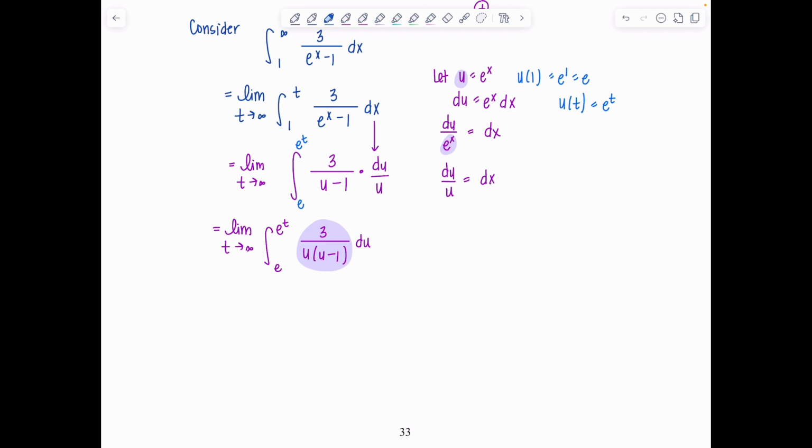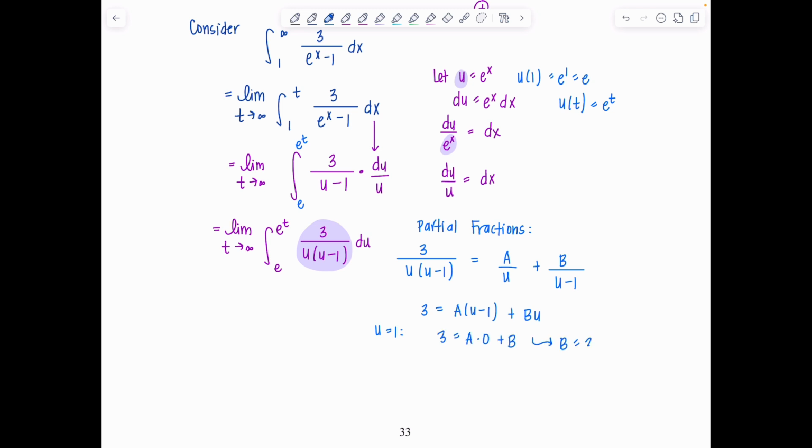Oh, okay, everything's coming full circle, right? Partial fraction time. So 3 over u times u minus 1. Those are both linear non-repeated factors, so we've got a over u plus b over u minus 1. Multiply through by the LCD, and then I have 3 equals a times u minus 1 plus b times u. If I let u equal 1, then 3 equals a times 0 plus b, so b is 3. And if I let u equal 0, then 3 equals negative a, so a is negative 3.